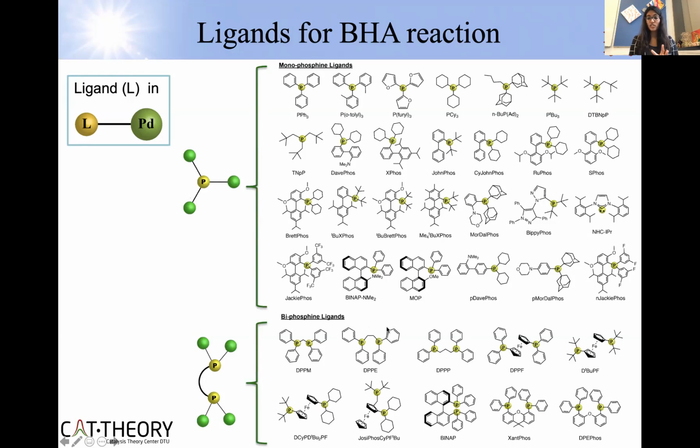I know the structures are quite complex, but all I want to emphasize on this slide is that there is quite a lot of variation. The structures are very different. They will have different conformations. The ligating atom phosphorus will have different affinity towards the palladium, and we want to know whether scaling relation holds or not.